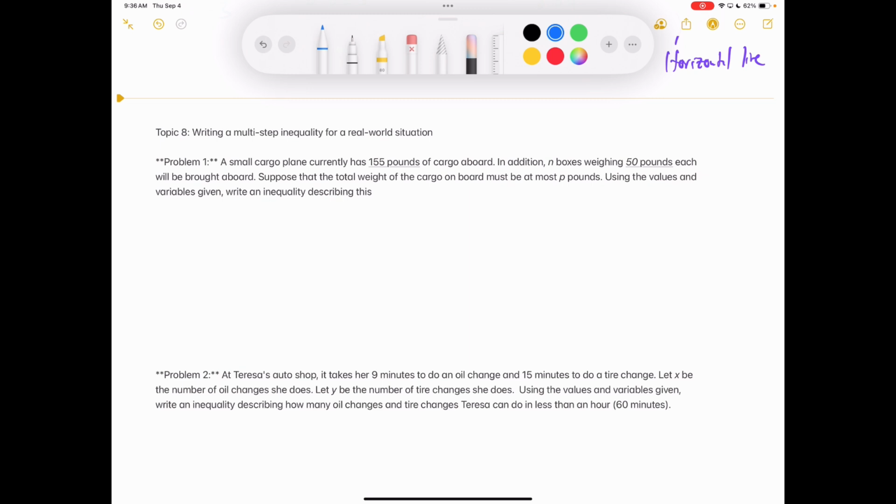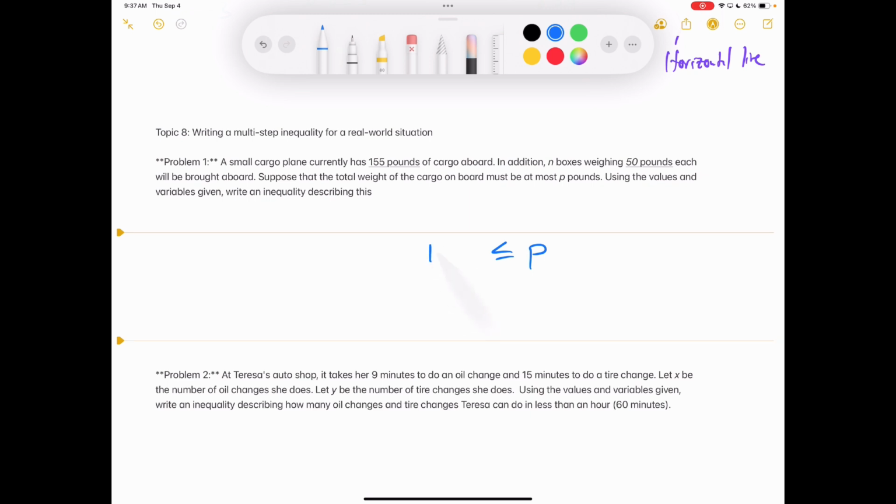So a small cargo plane currently has 155 pounds of cargo on board. In addition, n boxes weighing 50 pounds each will be brought aboard. Suppose that the total weight of the cargo on board must be at most P pounds. I always like to start with the at most because it just helps me. So at most P pounds, when you see at most, it's always less than or equal to. It cannot be more than P.